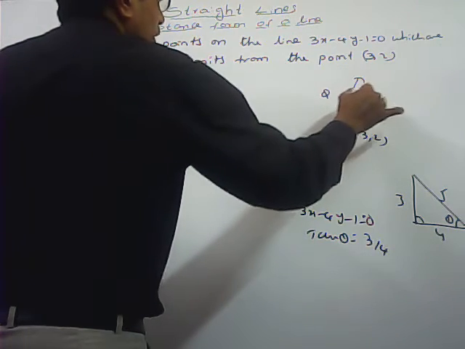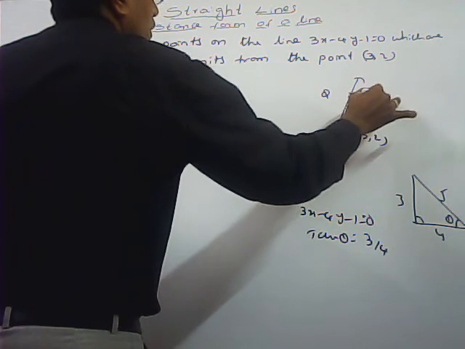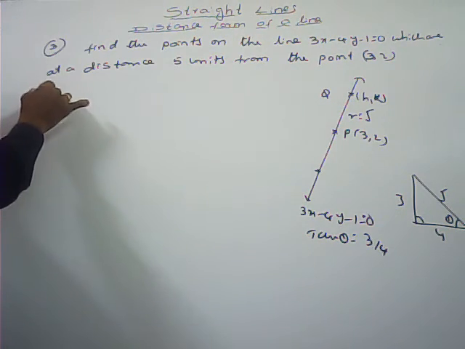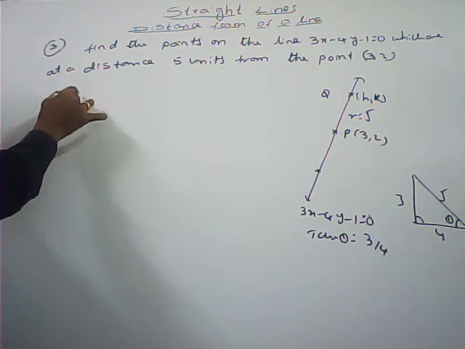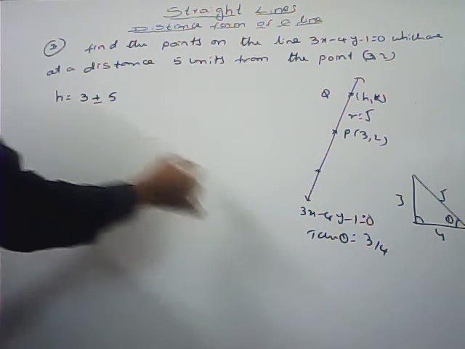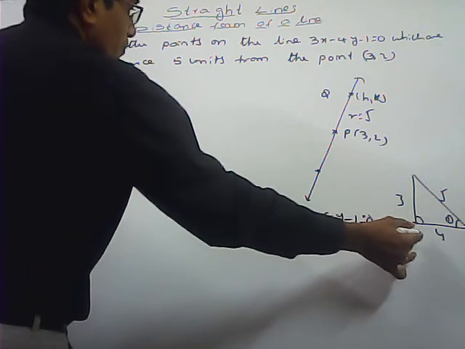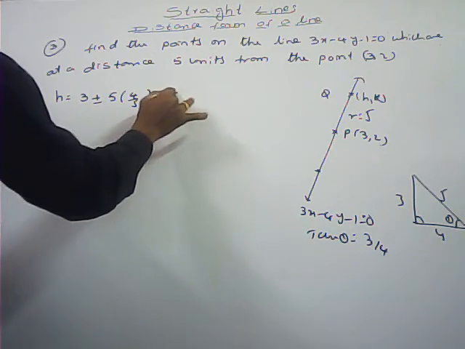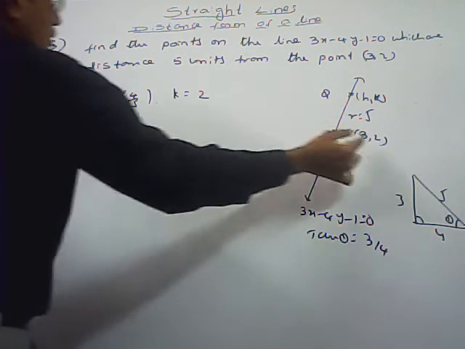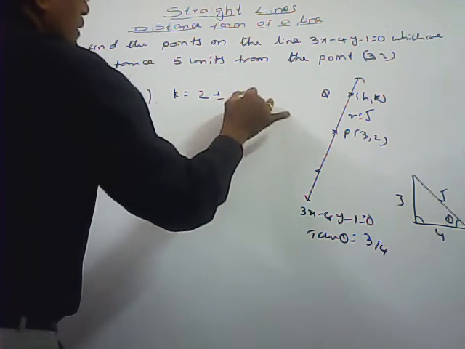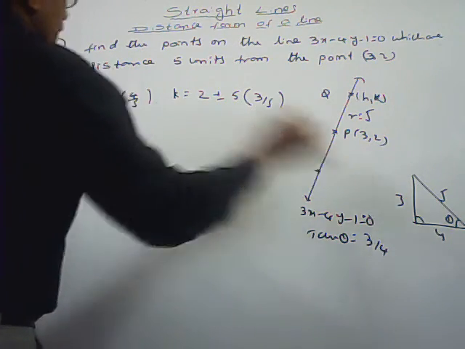This one I am taking as (h, k). Here r is equal to 5 units, which is given. Then what about the parametric equations here? h is equal to x1 plus or minus r cos theta, and cos theta from the diagram is 4 by 5. k is equal to y1 plus or minus r sin theta, that is 3 by 5 from that triangle.